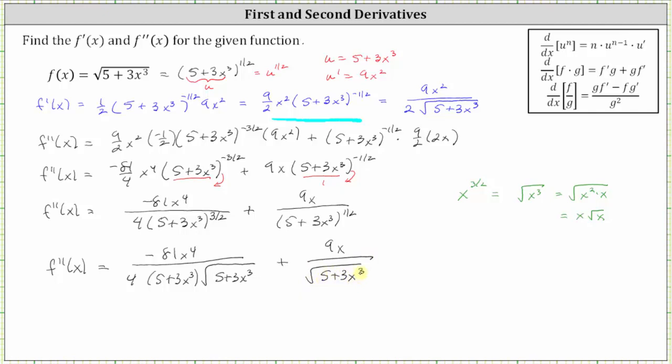So the first and second derivatives can be expressed in several different forms, but since the original function is given as a square root, we would typically express the first and second derivatives using square roots as well. In this form for the first derivative, and in this form for the second derivative.